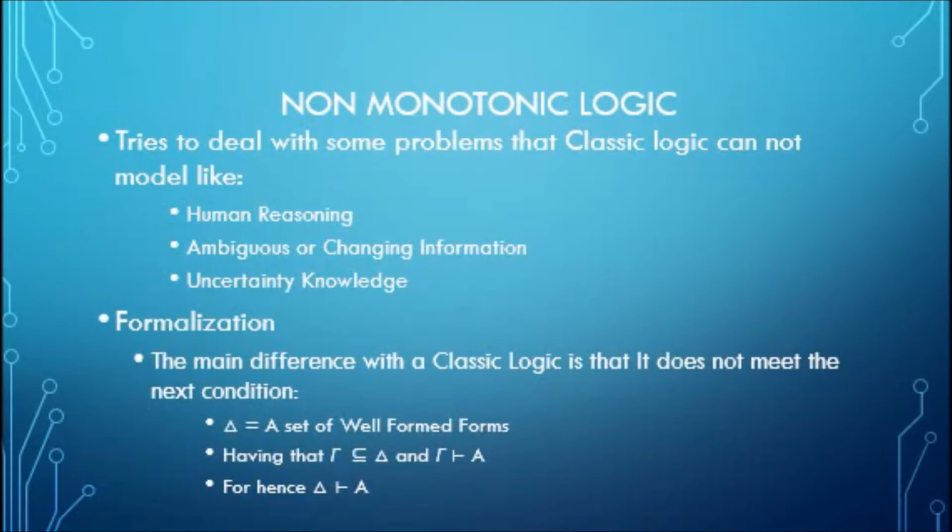Hi everybody, today we are going to talk about the non-monotonic logic. This logic arises because of the lack of ways by the classic logic to deal with human reasoning, ambiguous or changing information, and uncertainty in the knowledge. Examples of this kind of information will be the words big, almost, possible, between other imprecise terms that we can't represent in a classic logic.